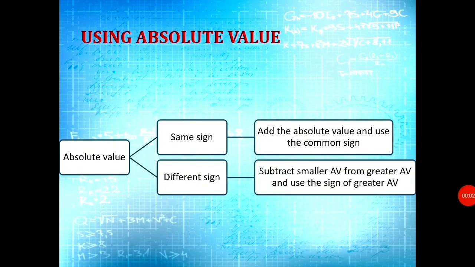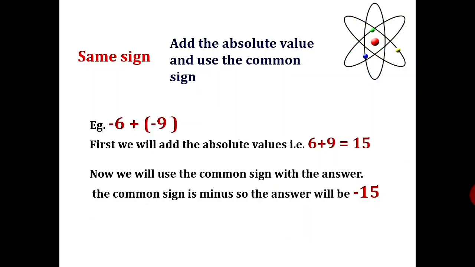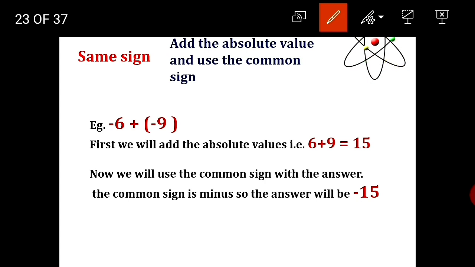Next is adding integers using absolute value. Again, this can be divided into 2 parts. The first is same sign and then different sign. First, we will discuss same sign. Add the absolute value and use the common sign. Absolute value means value of a number regardless of its sign. Like here it is written minus 6 plus minus 9. We will not consider minus and we will write the absolute value.